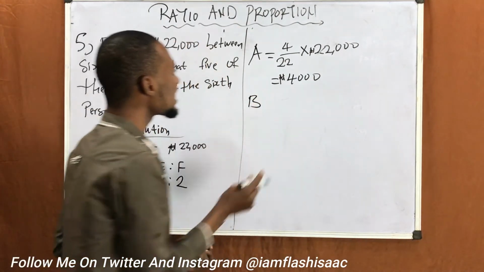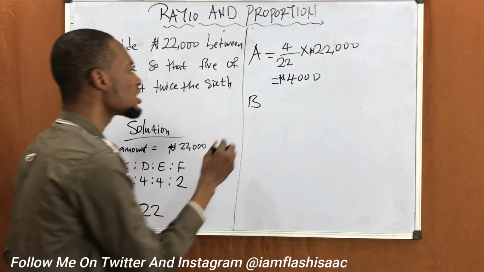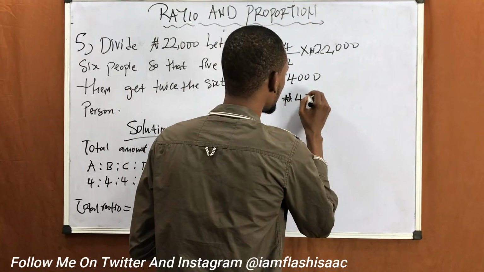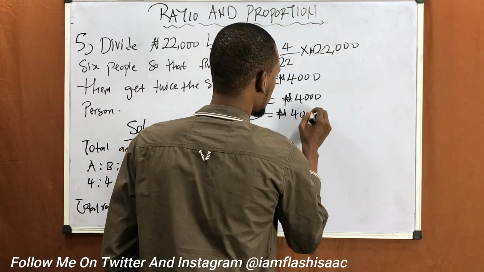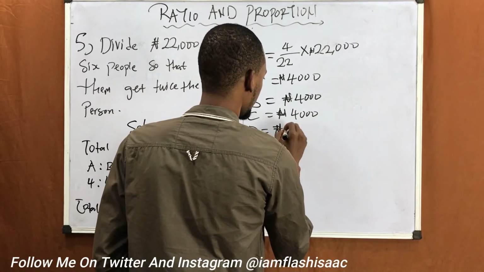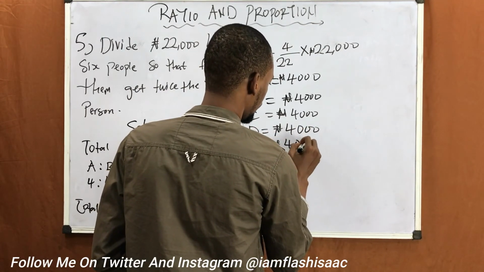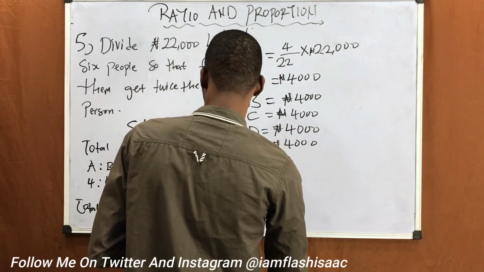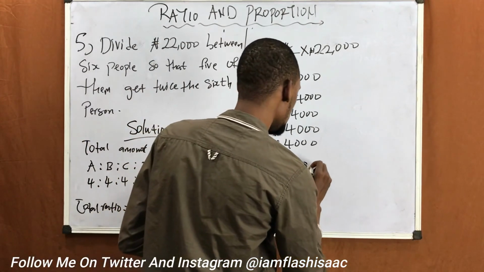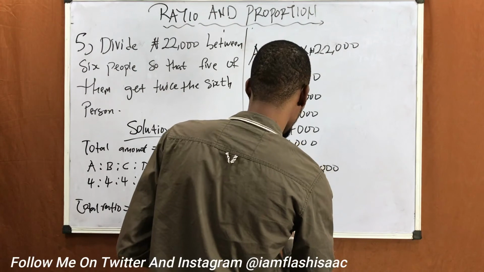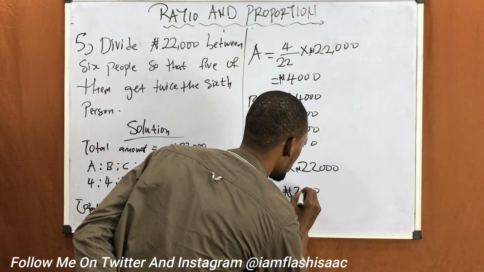B will take the same amount, so B will still take 4,000 naira. The same goes for C, D, and E. F will take 2 over 22 times 22,000 naira. This, you should get 2,000 naira.